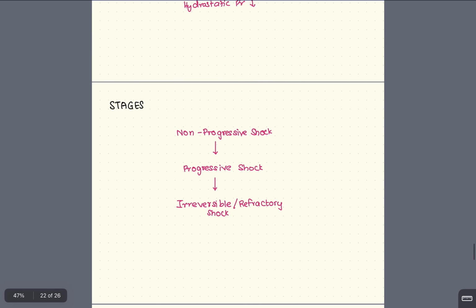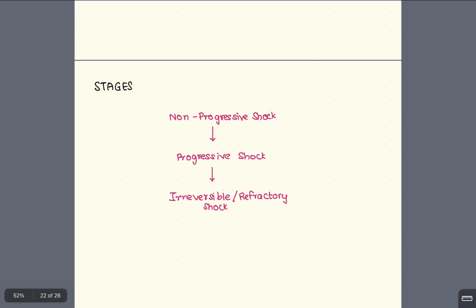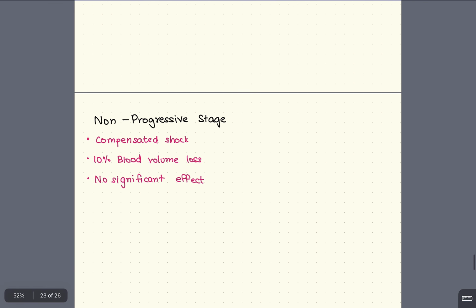Next we come to stages of shock. It is divided into three: non-progressive, progressive, and irreversible or refractory shock. The non-progressive stage is also called compensated shock. Why is it called compensated shock? Because this is the stage when the compensatory mechanisms come into action, and about 10% of the blood volume is lost, and there are no significant changes or effects seen. Only the compensatory mechanisms, which we already discussed, come into action.